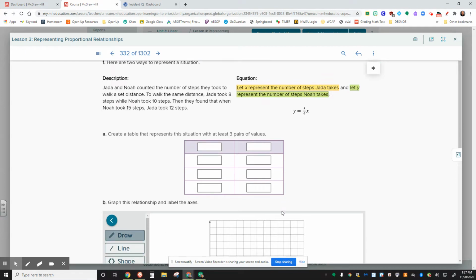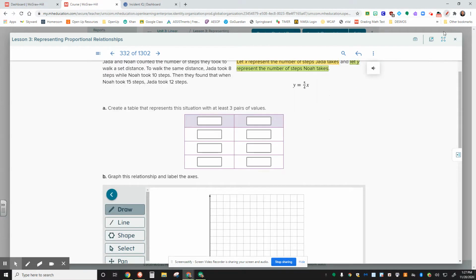Now, how do we know where to put those things? When we look at a table, it is always going to follow an input and output. So as we look at this, the input is always going to be the x-axis.